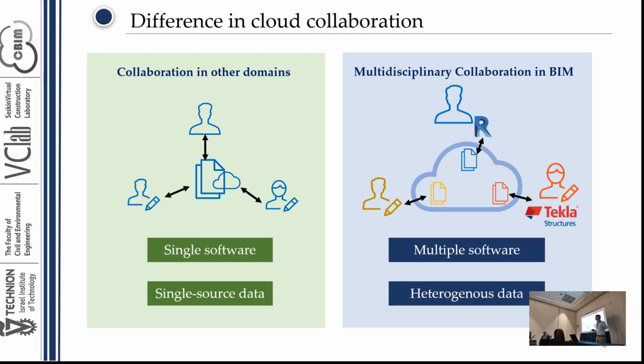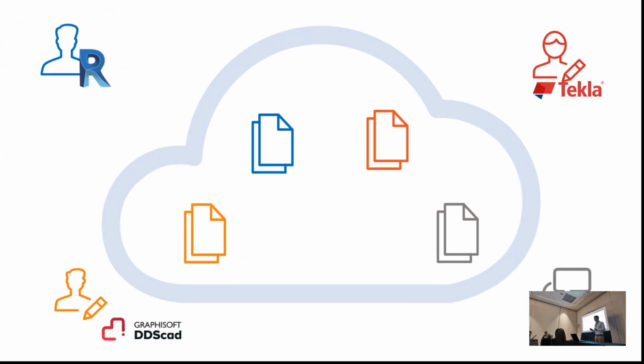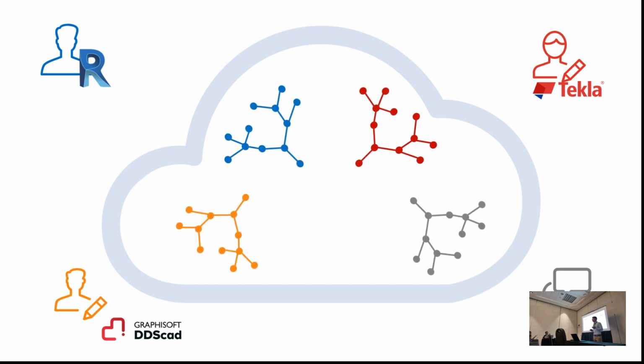There is some difference between the mentioned examples and BIM cloud collaboration. In the mentioned examples, they use single software and rely on a single source of data. However, we have many different types of software, and everyone has their own model, so we rely on heterogeneous data. The latest CDE technology just places the files in the cloud, which illustrates it has very limited functionality and intelligence.